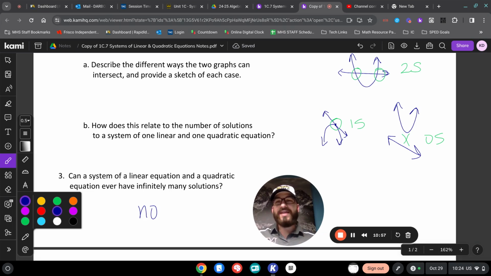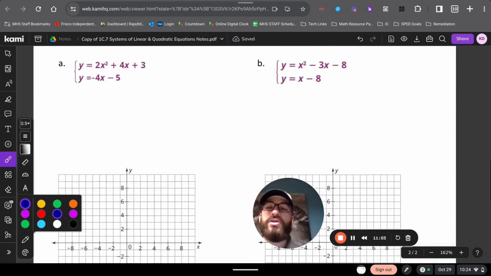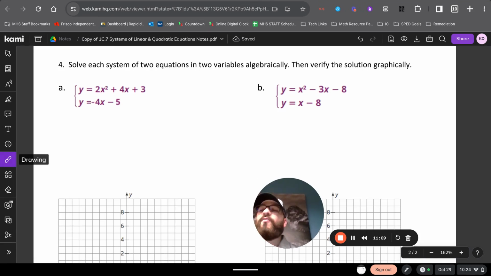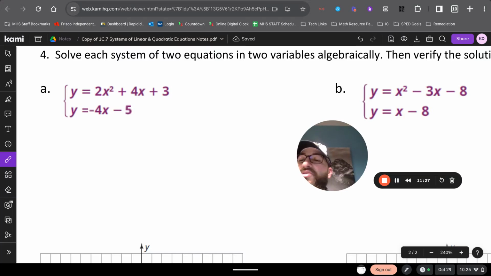Okay, so now that we've kind of set the stage, let's do a little bit of practice. Let's try some of these out in the wild. And remember, you can do these algebraically or graphically. So let's look at this first one. A, we have y is equal to 2x squared plus 4x plus 3, and y is equal to negative 4x minus 5. Now, these are already both solved for y. So when I do substitution, I can just set these two equations equal to each other and go ahead and set up my substitution. So negative 4x minus 5 is equal to 2x squared plus 4x plus 3.